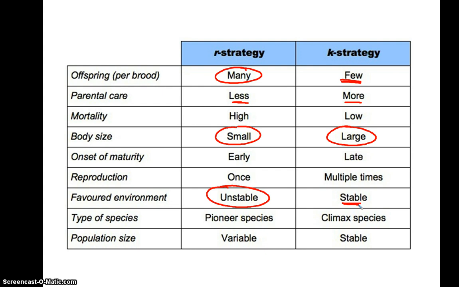Type of species, we have pioneer species, so those are the first ones into an area, whereas K strategists tend to be climax. Population size for the R strategists will vary. We talked about the boom and bust, but for the K strategists it tends to be stable. They're operating at carrying capacity. We talked about that sawtooth curve that may fluctuate a little bit, but not very much.